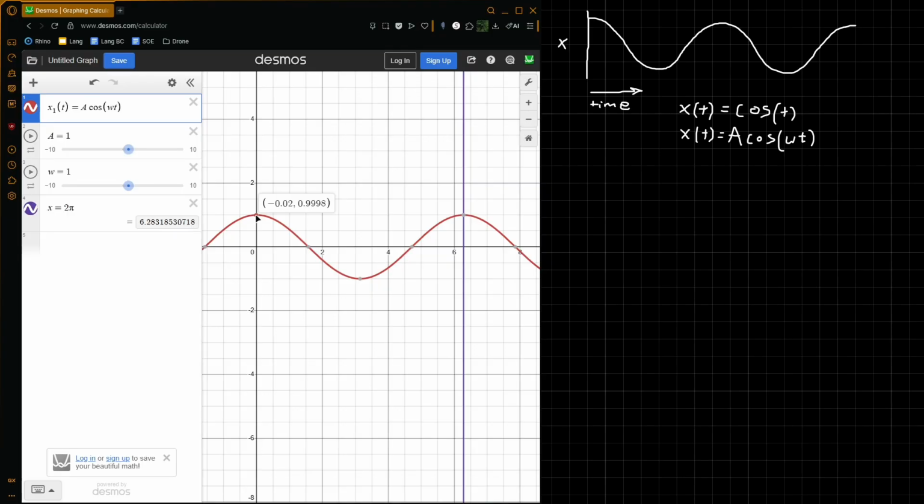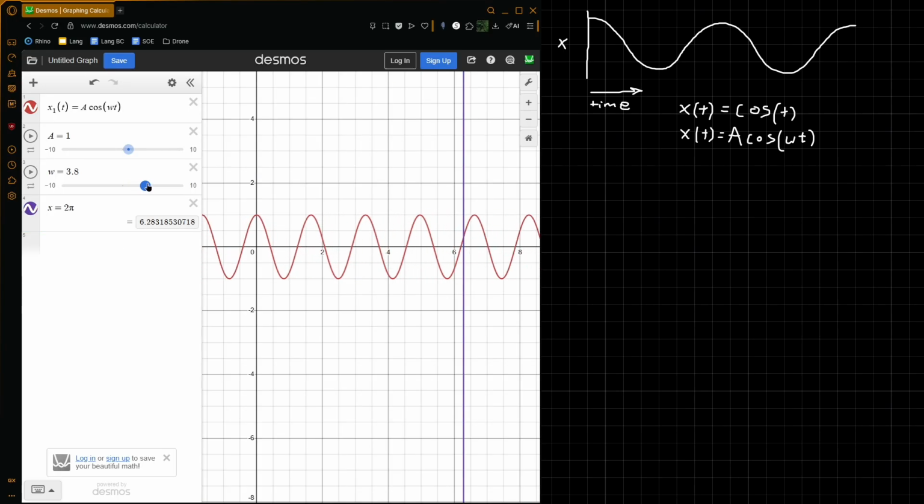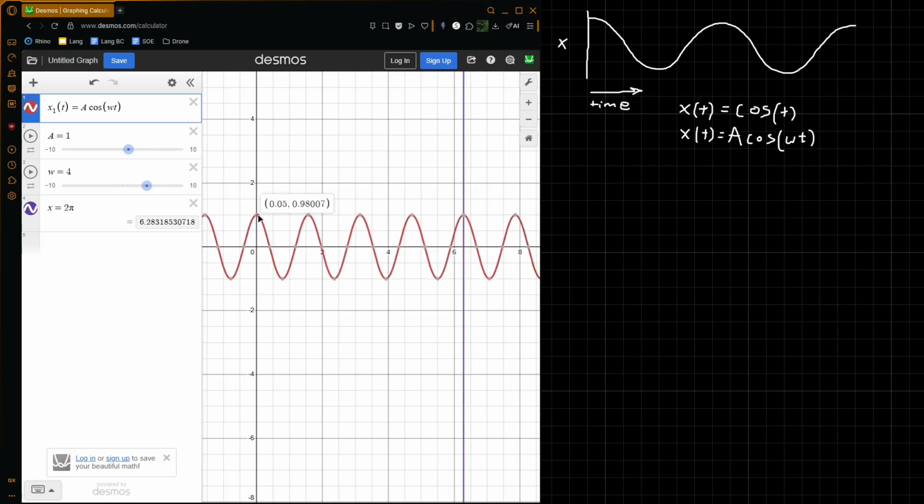So if this was the hanging mass, this would be its position at the top, displaced from equilibrium, and then it makes its way all the way to the bottom and then back to the top. That would be one full rotation, which is 2 pi. But when we adjust the angular speed, you can see it gets faster and faster. So if the angular speed was 4, instead of one rotation in 2 pi radians, it would be 1, 2, 3, 4 rotations. So that's the effect that this wt has on this graph, and I'll explain more on why that matters in a second.